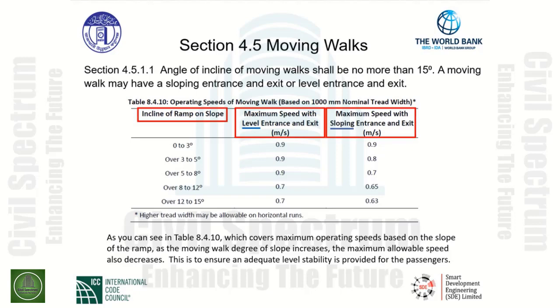As you can see in table 8.4.10, which covers the maximum operating speeds based on the slope of the ramp, as the moving walk's degree of slope increases, the maximum allowable speed decreases. This is to ensure an adequate level of stability is provided for the passengers.